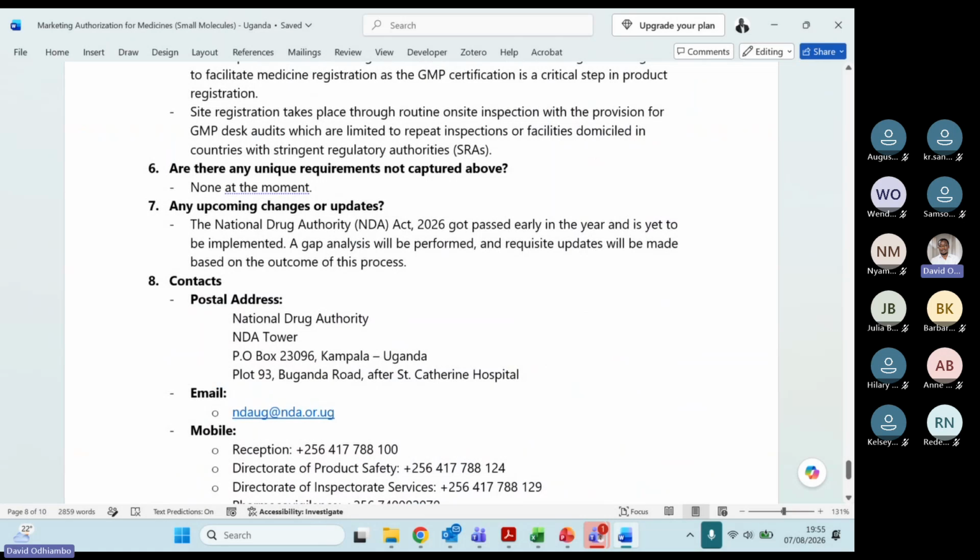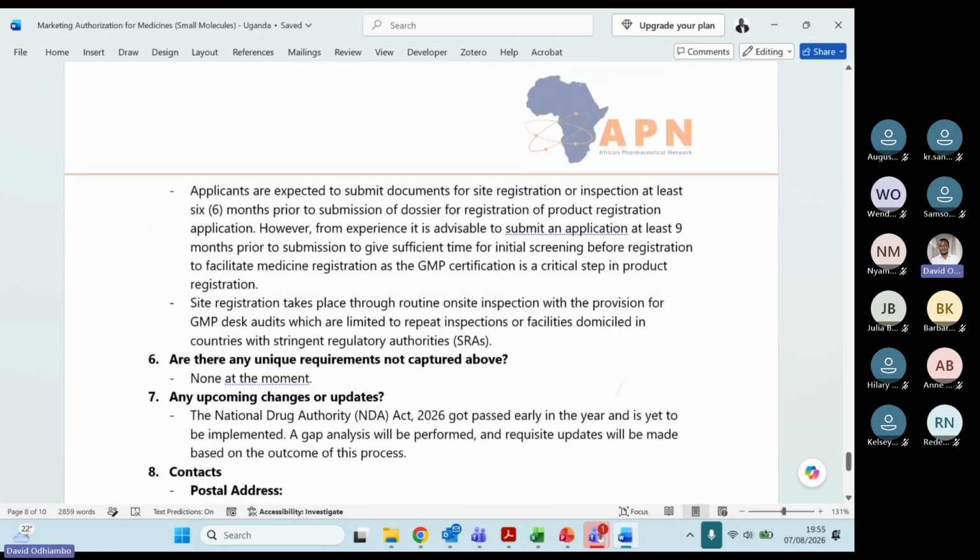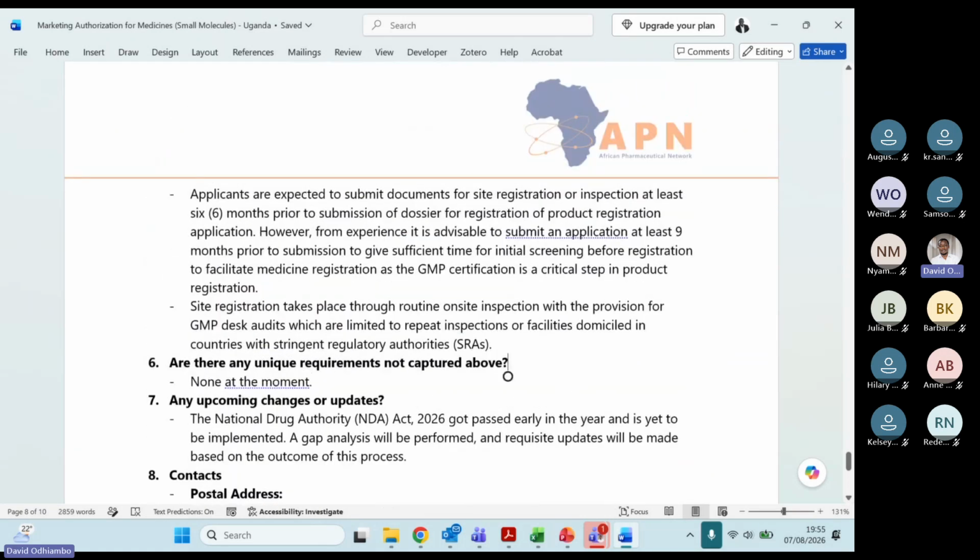Do we have any unique requirements that might be arising? I would say some requirements are going to emerge following the new law that has been passed, especially in terms of formalizing the different requirements that have not been in place. What I foresee coming is a guideline for reliance and abbreviated procedures. I'm sure there is need for that. And also guidance on how to engage with the regulator.